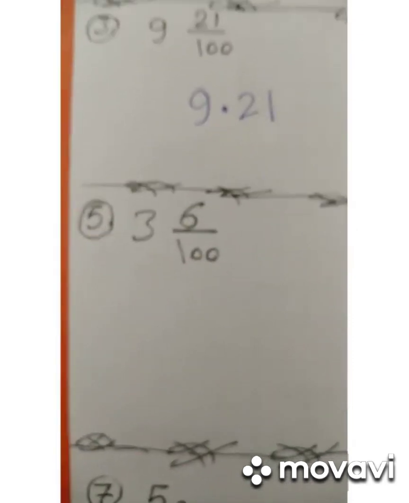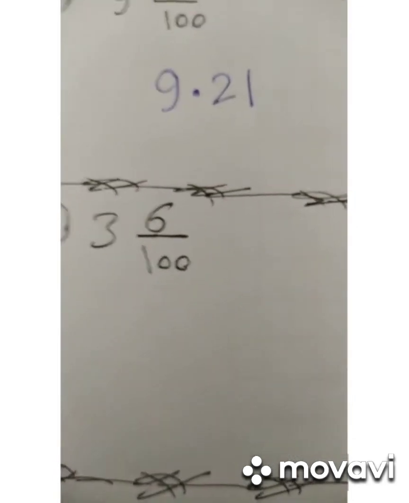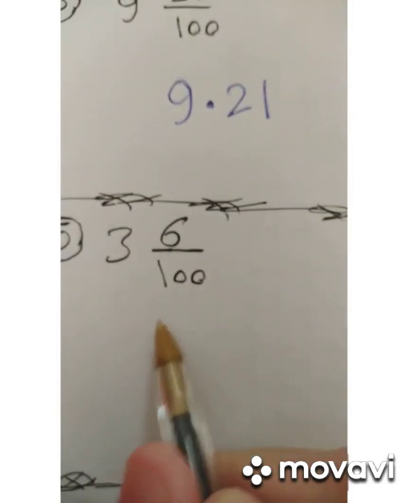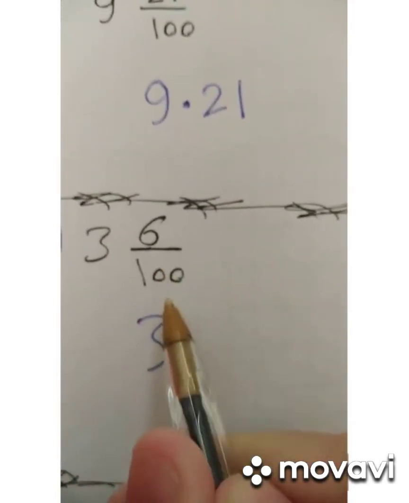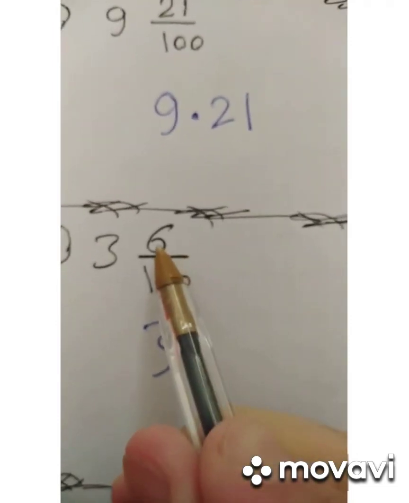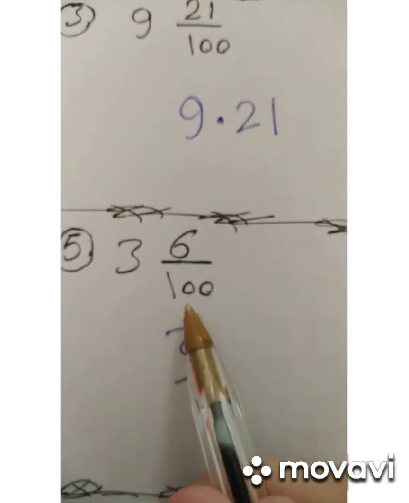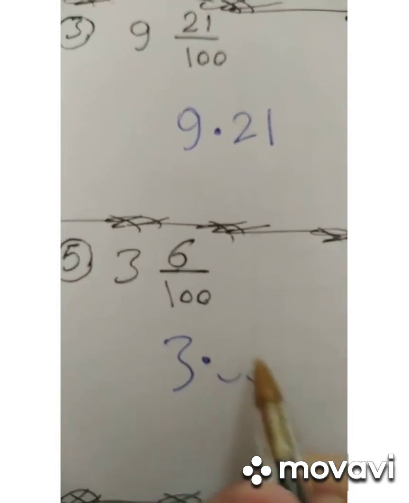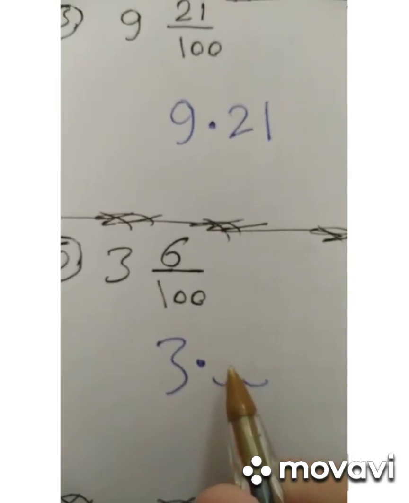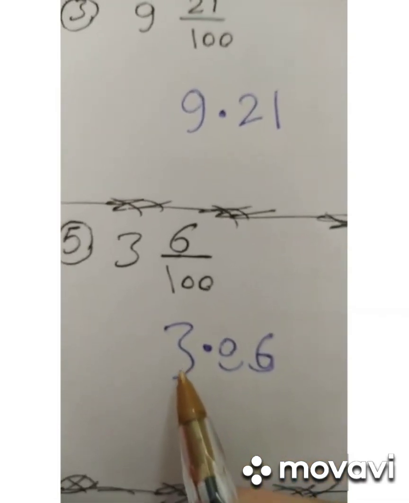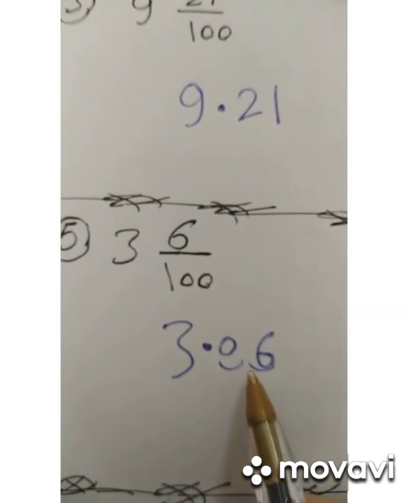Okay. Number 5. We have 3 and 6 hundredths. What is the whole now? Yes, the whole is 3. And we want to rename the fraction as a decimal. Put the decimal point. Pay attention. 6 hundredths. We have 2 digits after the decimal. So we put 0, then 6. And read it as, yes, 3 and 6 hundredths.